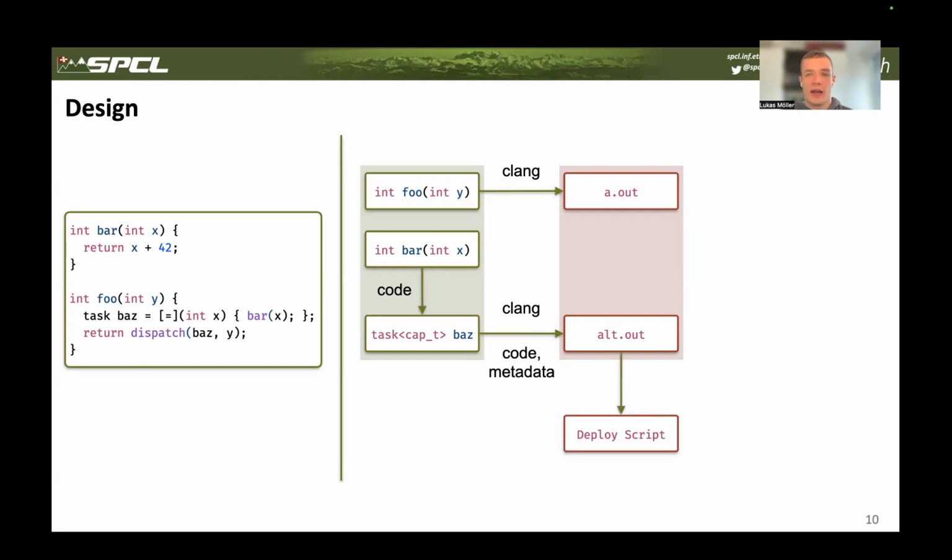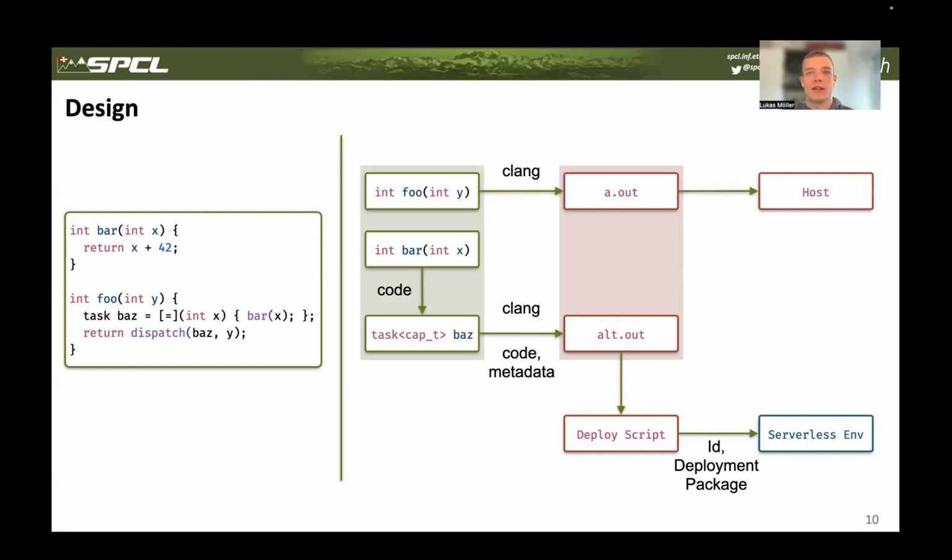Everything up to this point happened at compile time and is managed by the CMake integration. When we now want to execute a.out on the host, the identifier of the task is computed and the client connects to the serverless environment and invokes the serverless function through the cloud provider interface. The result is then serialized in the serverless function and sent back to the host.